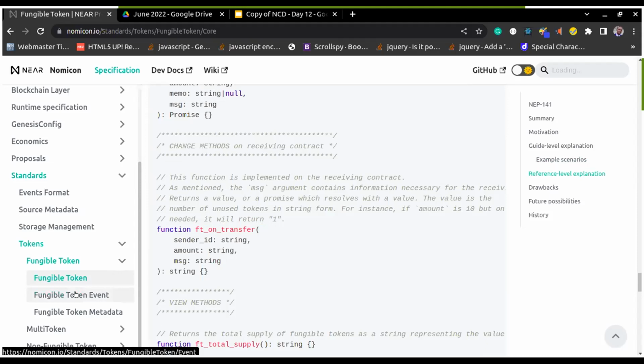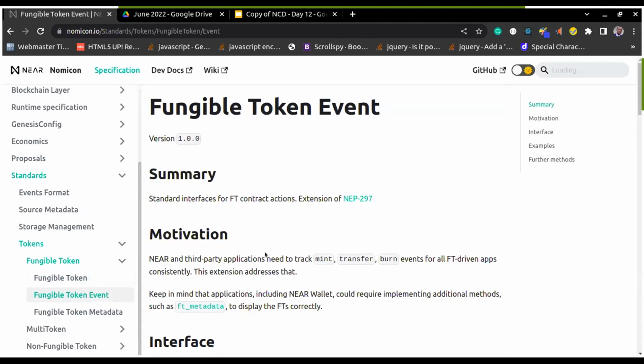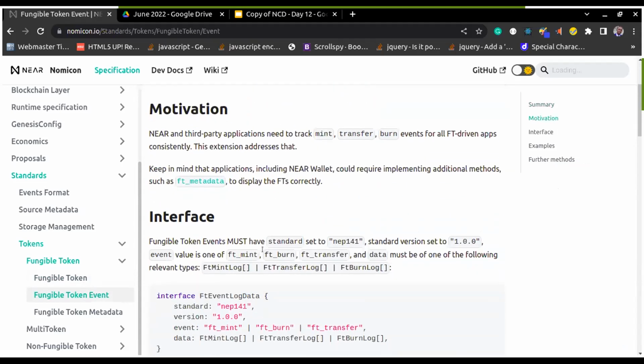Now from there, we have fungible token events. Again, let's say something is going to happen within your smart contract, and someone is trying to transfer tokens to a wallet or account ID that does not exist within the smart contract. In that case, the tokens are going to be burned. And by burning, it basically means the total supply is going to be reduced, okay?